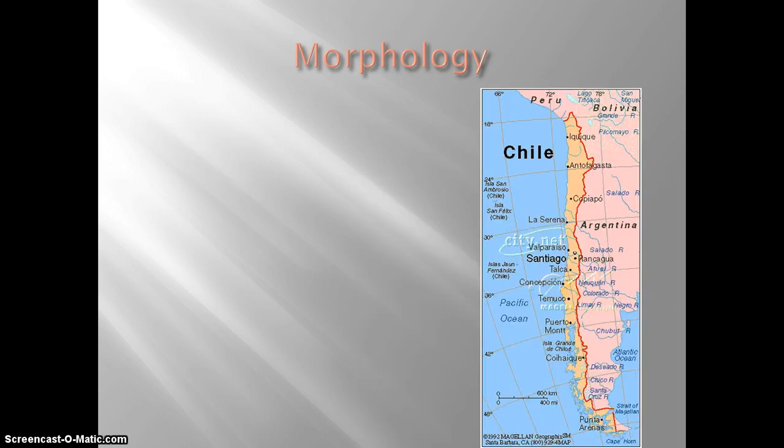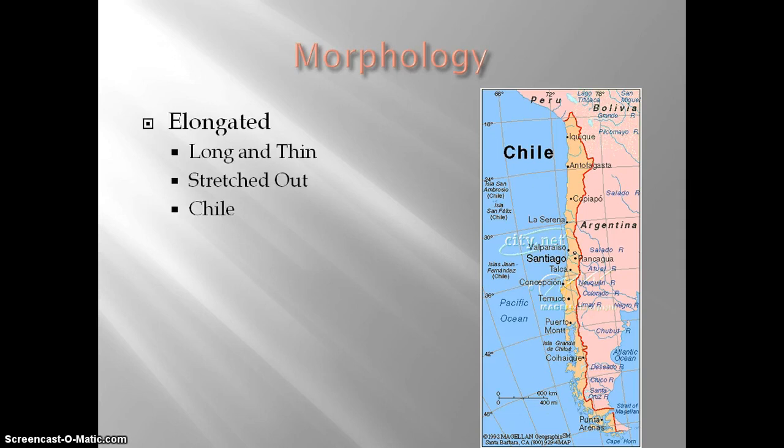Our next state, our example, is Chile. And so maybe you can think about from our list what that might be, and that of course is going to be the elongated. So we're talking about a state that is long and thin, it's stretched out, it's not going to be too wide, and of course it's going to vary in terms of what we mean by thin and long and stretched out, but obviously Chile is a good example of this.